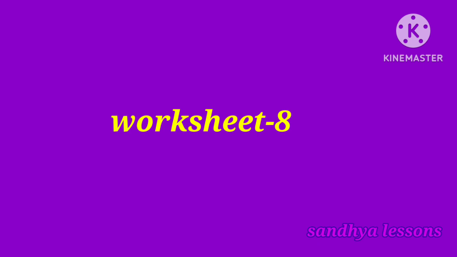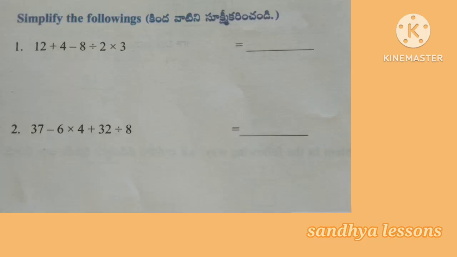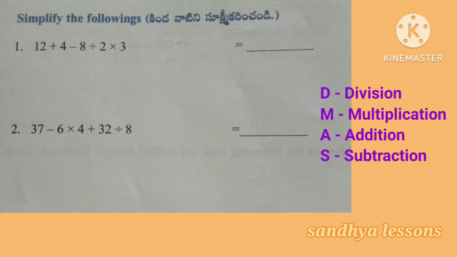Worksheet 8. First problem, simplify the following. While simplifying the given problem, we should follow the order. First, we should complete division and then multiplication and then addition, and finally, we should complete the subtraction in the given problem. By following this order, we can solve the given problems.